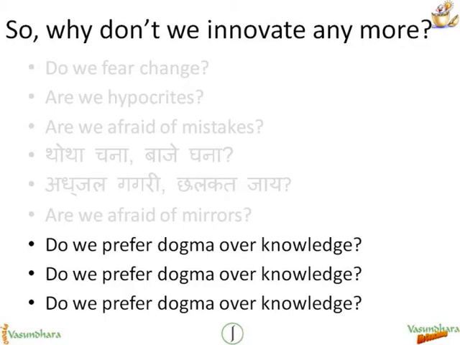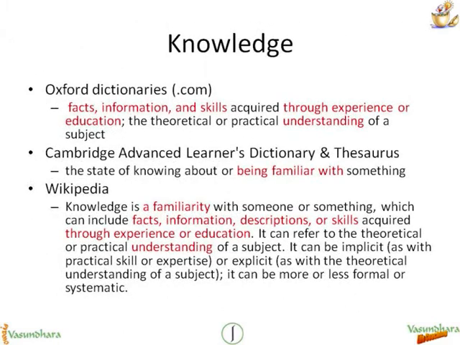Well, time for some more definitions. Knowledge, what is it? Oxford says, facts, information, and skills acquired through experience or education, the theoretical or practical understanding of a subject. Wikipedia says, knowledge is a familiarity. It says it can include facts, information, descriptions, or skills through experience or education. Lots of words, lots and lots of words.